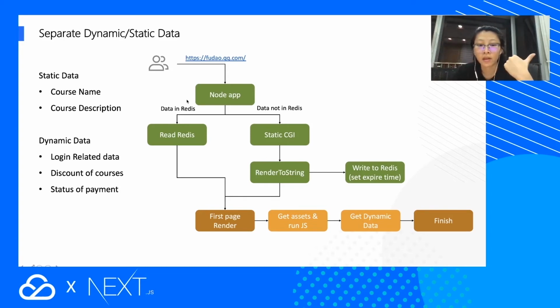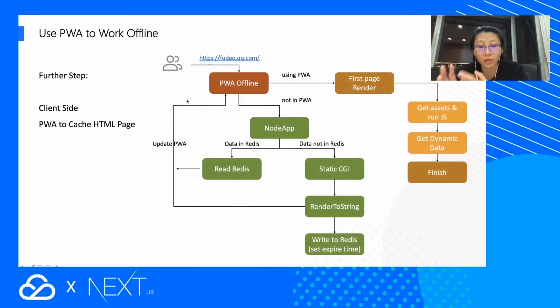And for the further step, we are using the PWA, the Progressive Web App, on the client side to store the HTML page. The onboarding flow is also like the diagram shows. First, the users visiting the website will first use the PWA to get the offline data, and then get the dynamic data to finish the render.